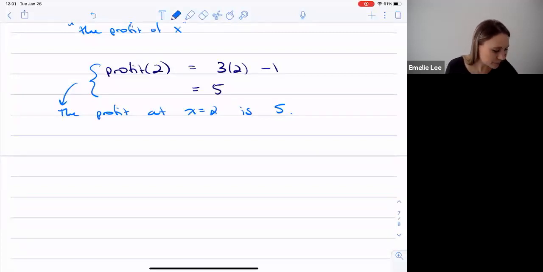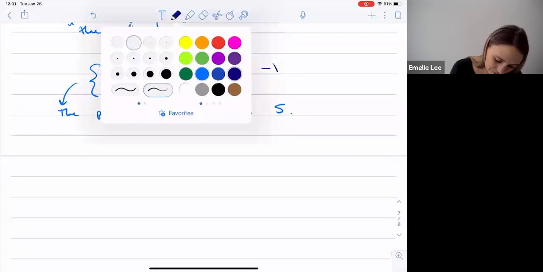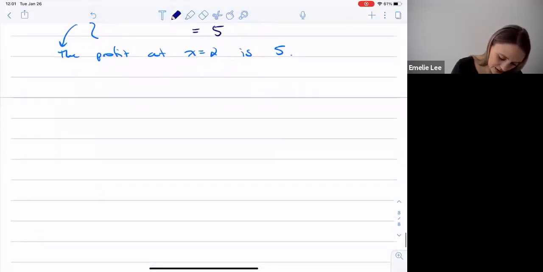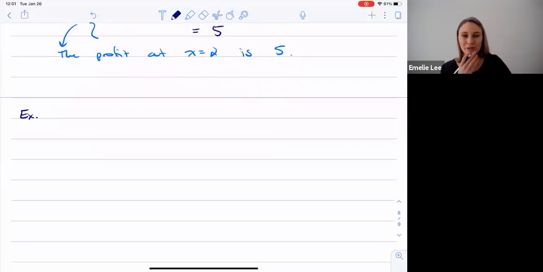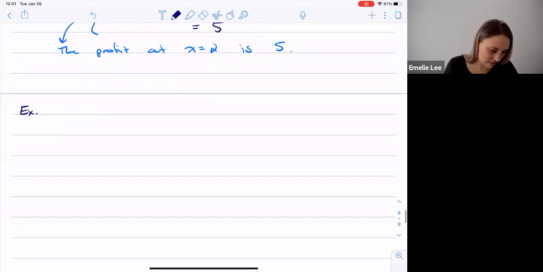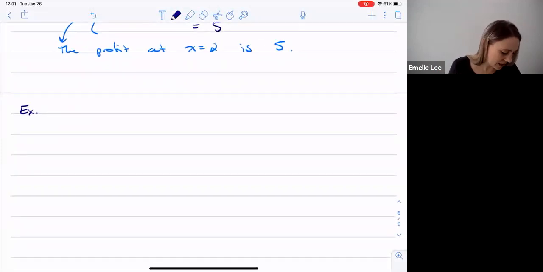So let's do an example here. And like I warned you earlier, what we're doing today is going to feel like a really mixed bag, but I'm trying to tie it together and kind of make it work out. But let's see here.